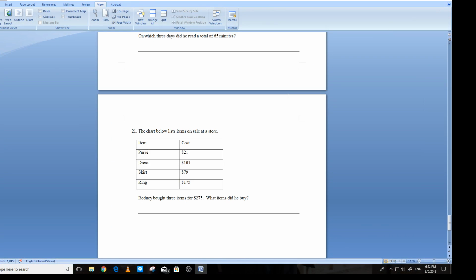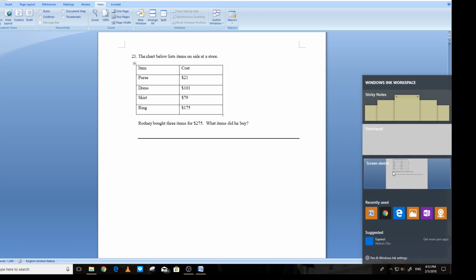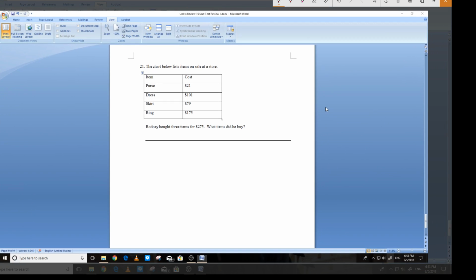Only one question left. All right. Question 21. Let's take a look. The chart below lists items on sale at the store. 4 different items. Rodney bought 3 items for $275. What items did he buy? Let's take a look over here. We're going to make 10, right? So this one can be a little tricky. Actually, it can be very tricky. You have to be careful.